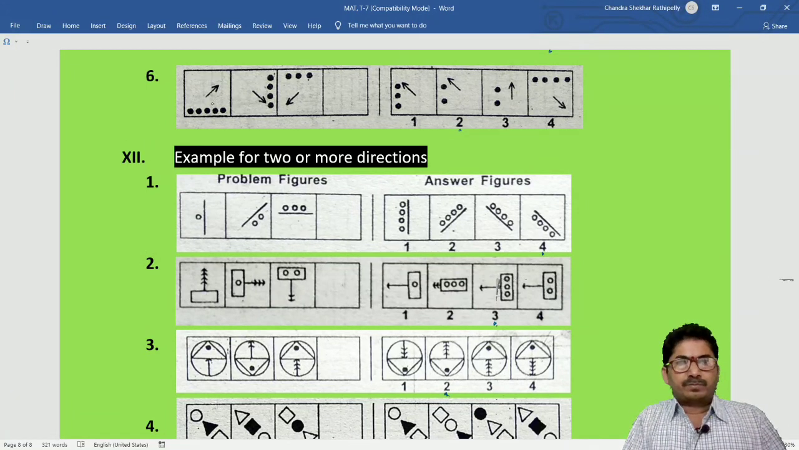Sixth one. 1, 2, 3, 4, 5. 1, 2, 3, 4. In this 5, 4, 3, next 2. These two are in competition, the second one and third one. Now we have to observe the arrow mark. This corner, next to this corner, next to this side corner. So option 2 is correct. This side corner.